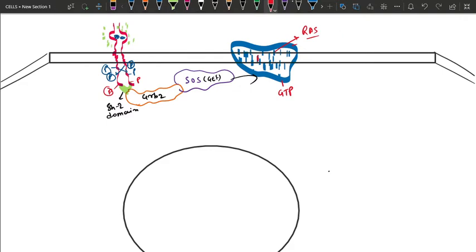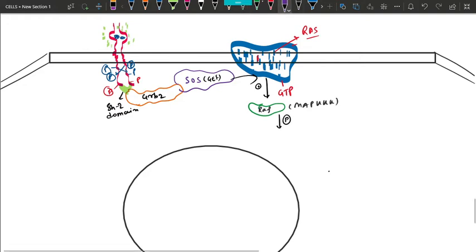Now that RAS GTP activates another important protein that is known as RAF. RAF is also known as MAP kinase. It now phosphorylates another important protein. This is known as MEK.